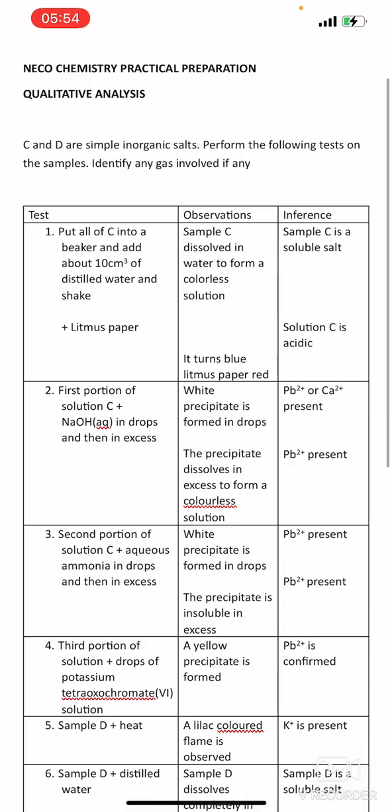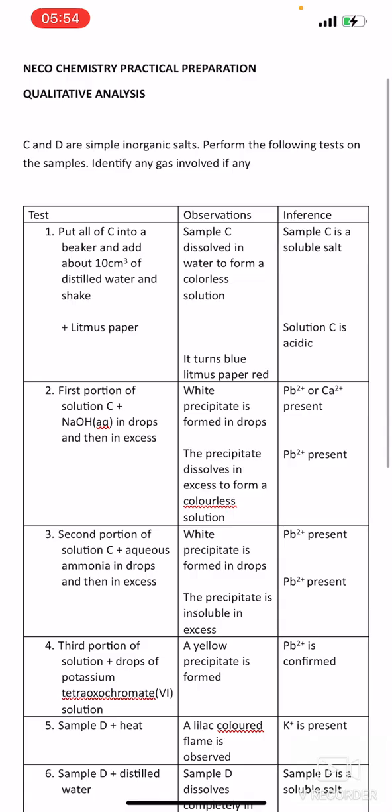Let's look at number 1. Put all of C into a beaker and add about 10 cm cube of distilled water and shake. So sample C dissolves in water to form a colorless solution. The reason why sample C will dissolve in water is because all nitrates are soluble in water. It has NO3 there. Any compound that you see that has NO3, it is soluble. So sample C is a soluble salt.